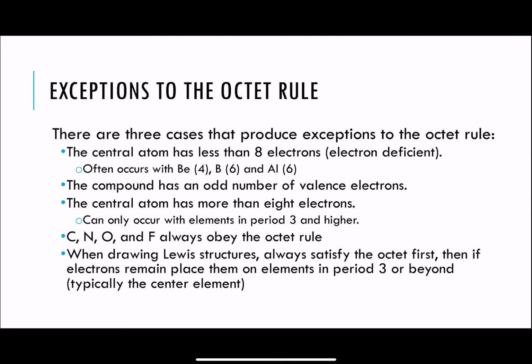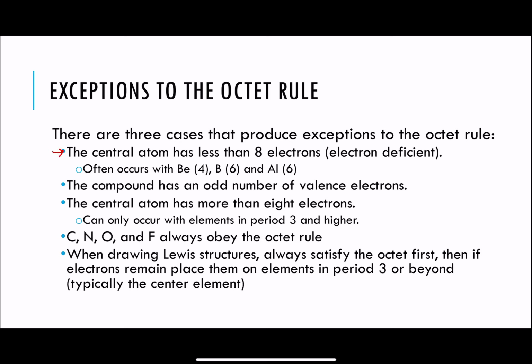Hi science friends, today we are going to talk about exceptions to the octet rule. So we've talked a lot about the octet rule. That's what we've always prioritized when we've drawn these Lewis structures, trying to get 8 electrons on everything except hydrogen. But there are some cases where you don't have the octet rule filled. And so here are the cases where you don't have the octet filled.